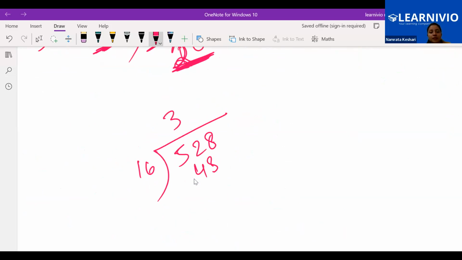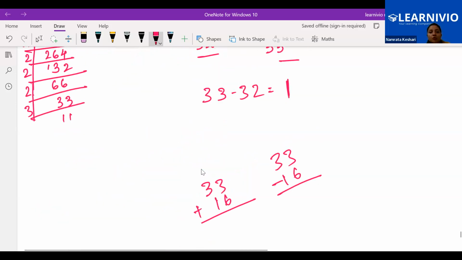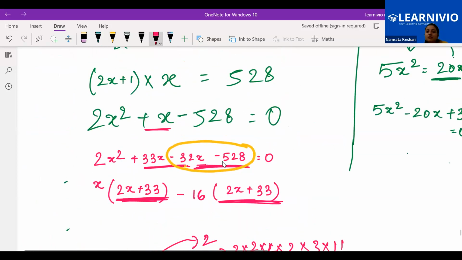16 3 times 48. 49, 50, 51, 52, 33. Okay, so 16 can divide 528 also, and 16 can divide 32 also. See, from this yellow circled part, can we take 16 common, minus 16 common? Yes or no? Yes, ma'am. We got our factors 2x plus 33 and x minus 16.